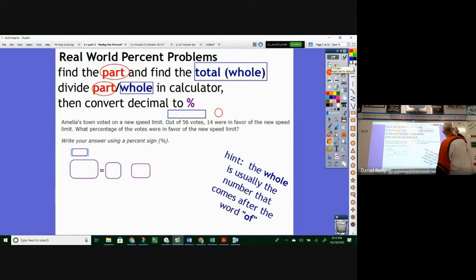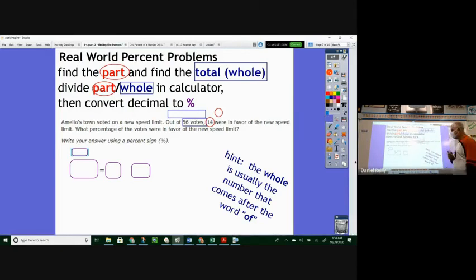56 votes is the whole. So I'm going to make that, I'll put a rectangle around the whole. Okay. And then I'm going to put a circle around the part. Kind of a good strategy to use when you're identifying them. Okay. The part here must be 14, right? 14 is the how many out of the 56.